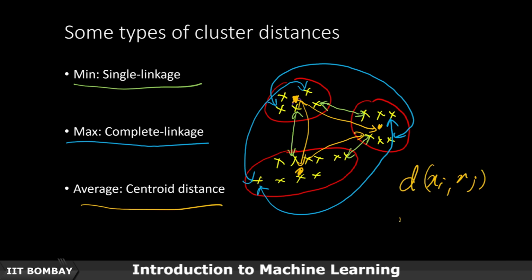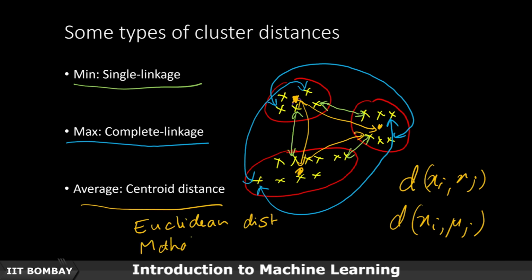or xi and μj, right. So xi and μj, or the centroid, etc. This distance need not always be a centroid. Okay. It need not always be a Euclidean distance. What you can have is Euclidean distance. You can also have Mahalanobis distance. Okay. You can also have some sort of a distance metric which is neither of the two.